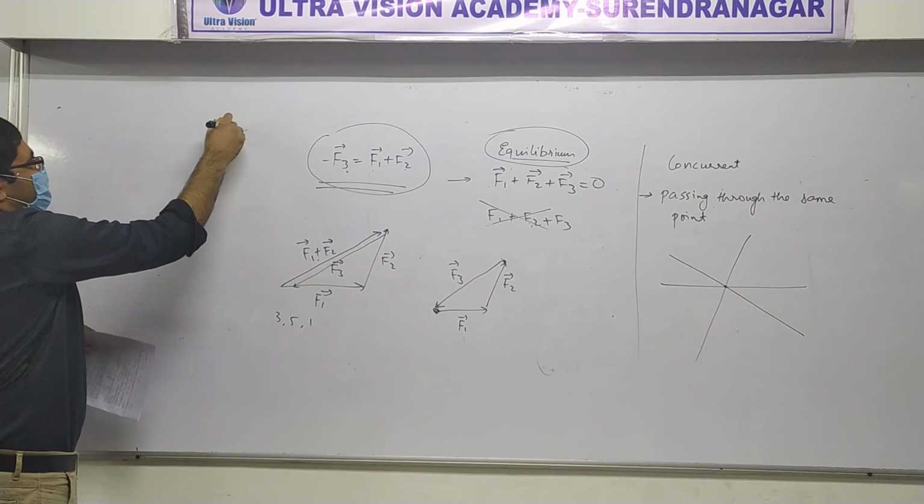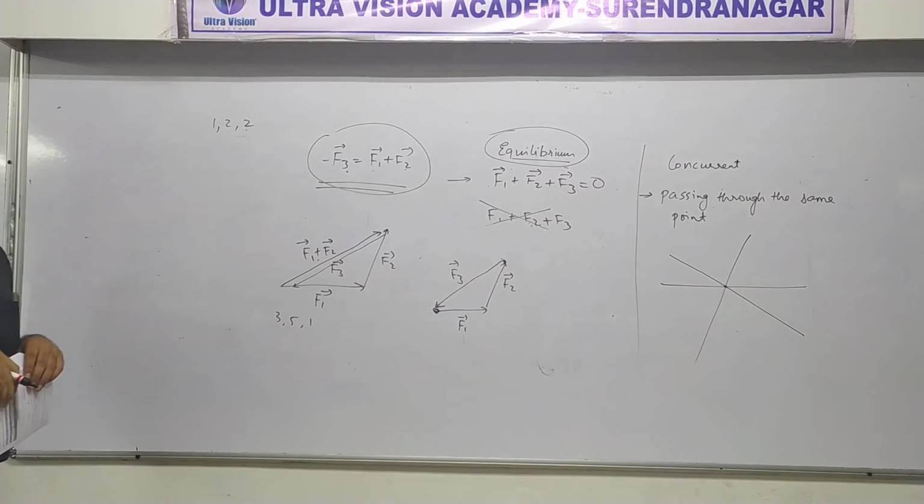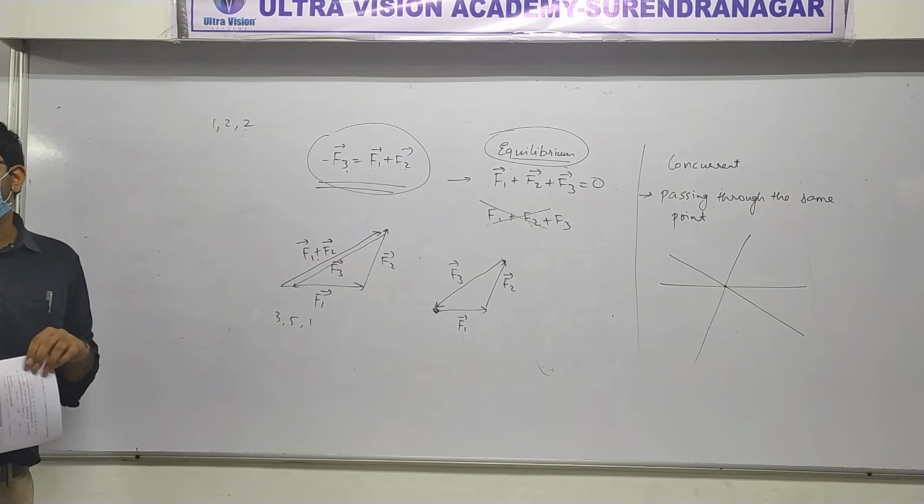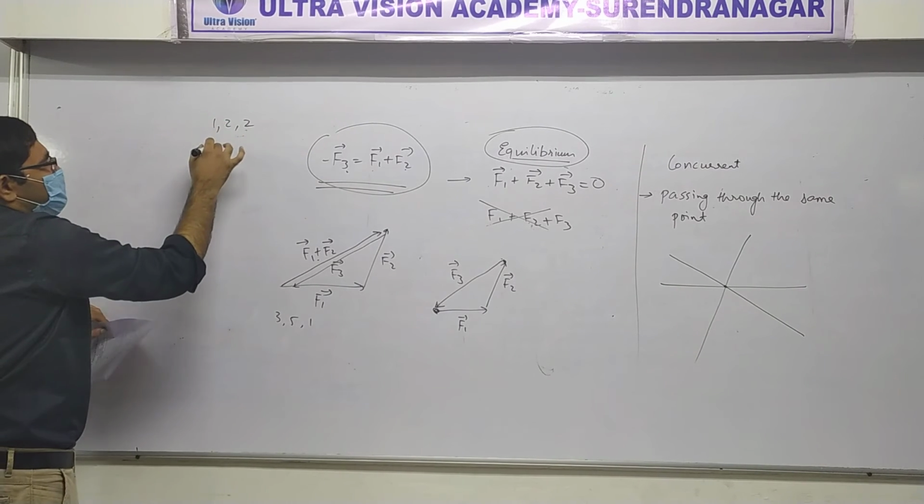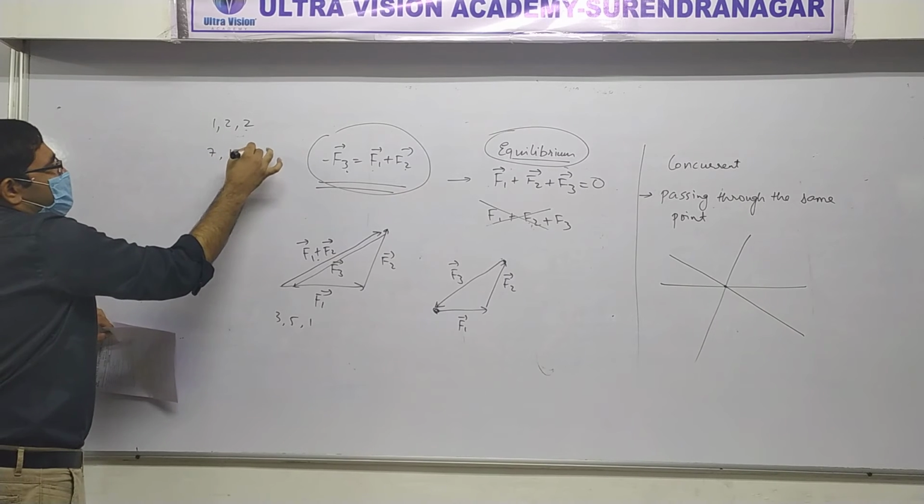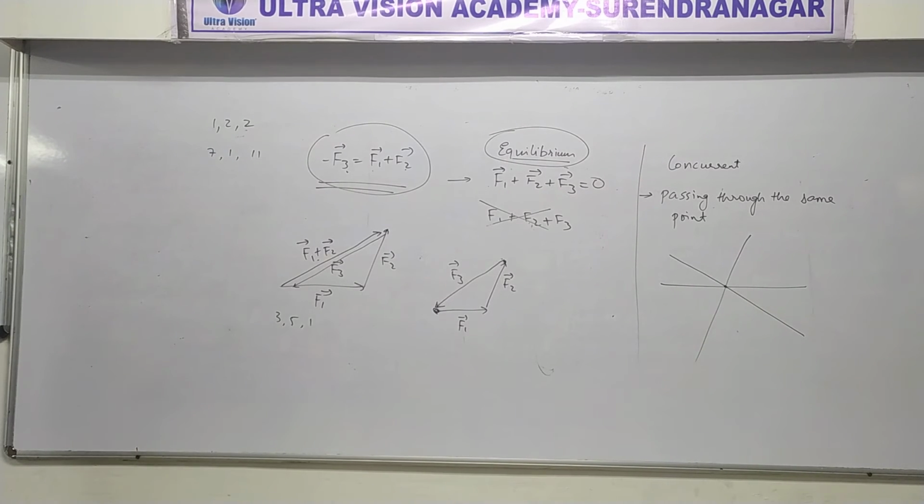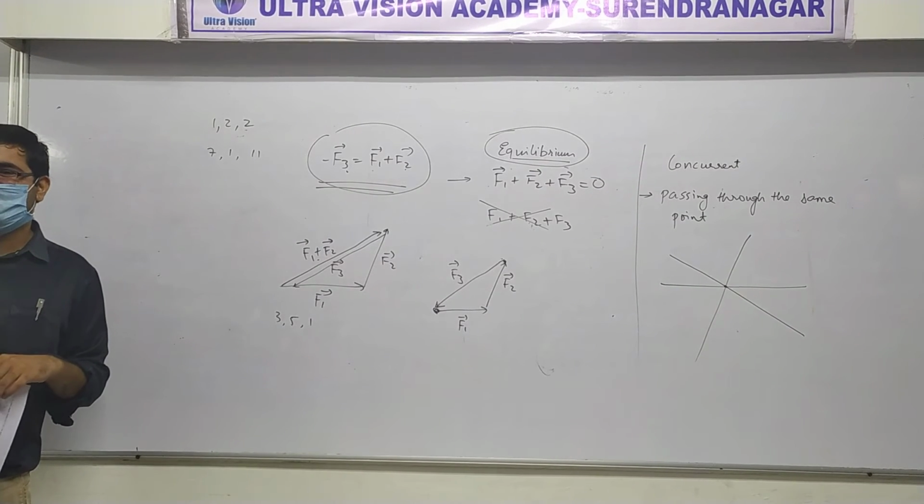When three sides make a triangle, can a triangle have lengths 1, 2 and 2? Yes or no? Yes. Sure? Yes. Absolutely. Okay. Can a triangle have lengths 7, 1 and 11? Why not? Try to draw a triangle with 7, 1 and 11 length.